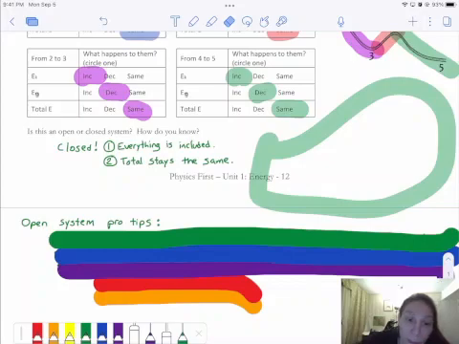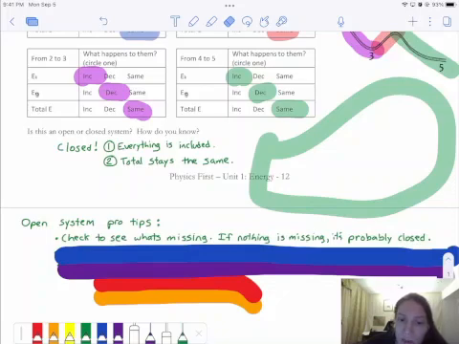These are my pro tips for open systems. If you're wondering if it's an open or a closed system, and then what do I do when it's an open system, okay? These are Mrs. Gastler's pro tips, okay? First, check to see what's missing. If nothing is missing, it's probably closed.